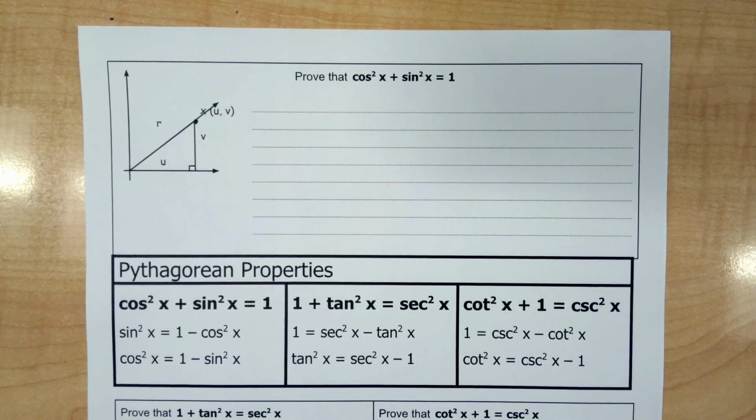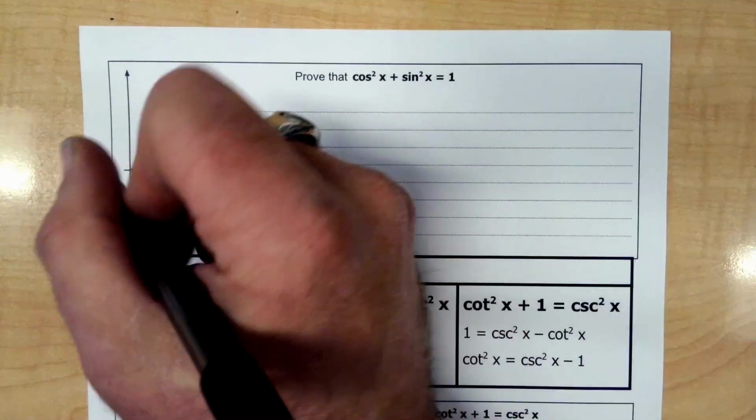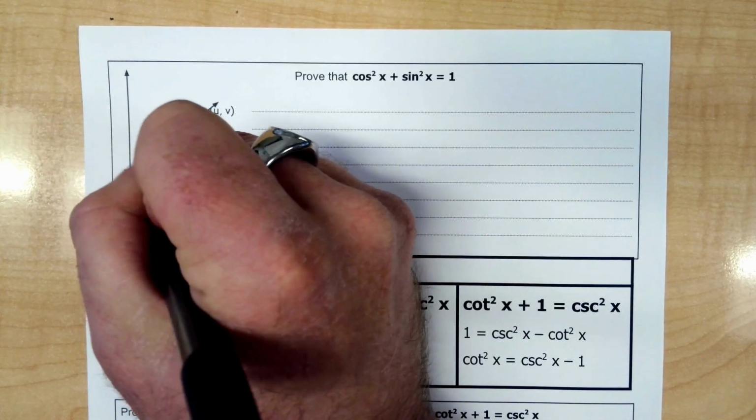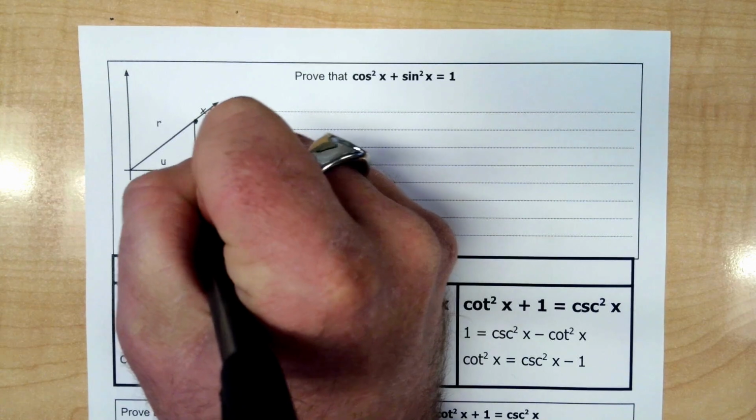We also have some Pythagorean properties, which are all based on the Pythagorean theorem. Again, the Pythagorean theorem says that the sum of the squared lengths of any two legs of a right triangle should equal the hypotenuse squared. So we're kind of looking at the idea of u squared plus v squared should equal r squared.